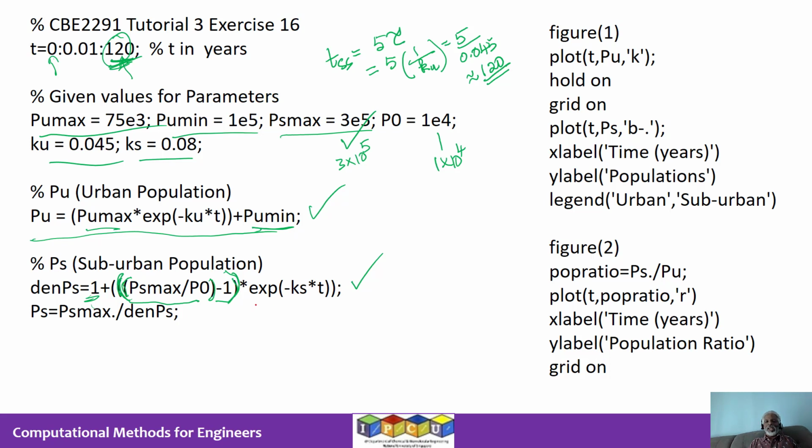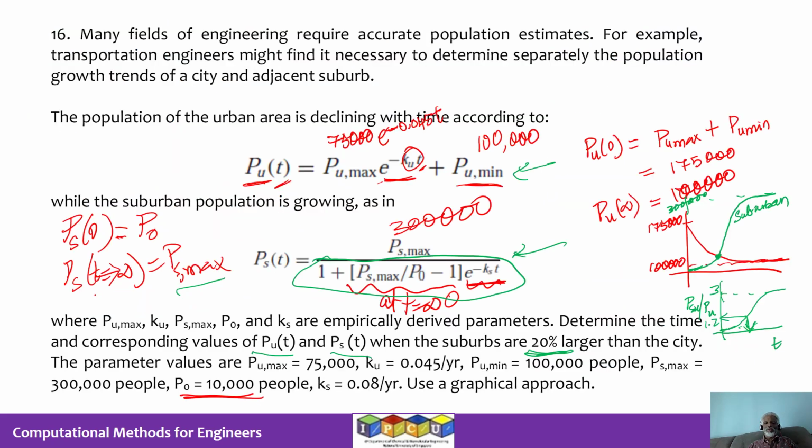So times exponential of KS t, very much like what we had for PU. So multiplied by exponential of negative KS times t. What happens is that PS max by P naught is constant, so PS max by P naught minus 1 is also a constant. It's like a number. So I'm multiplying that number with e to the power of minus KS t, and to the whole thing I add 1, which is this one.